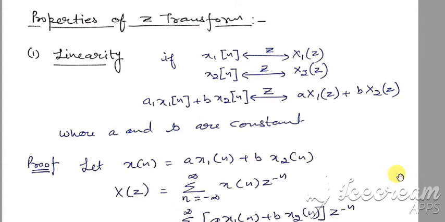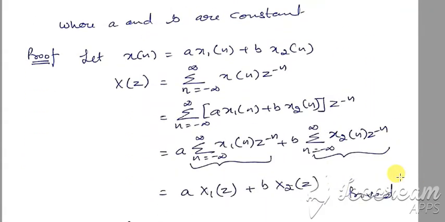Now let's start with the proof of this property. Here let x(n) is equal to a x1(n) plus b x2(n). Now from the formula of Z transformation, X(z) is equal to summation n is equal to minus infinity to infinity x(n) z raised to the power minus n. Here we will put the value of x(n) from this equation, a x1(n) plus b x2(n).